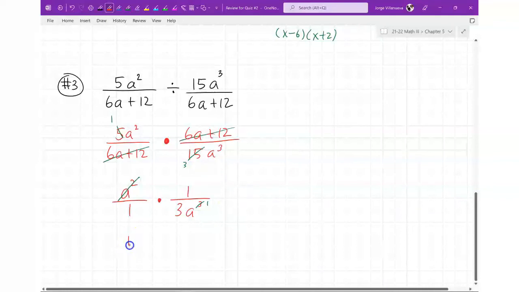Let me rewrite just to make sure that people are following along if they're not here. This is what we end up with. Once we've simplified everything as much as possible, you end up with 1 over 3a.